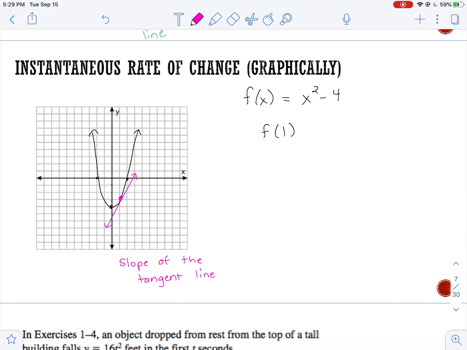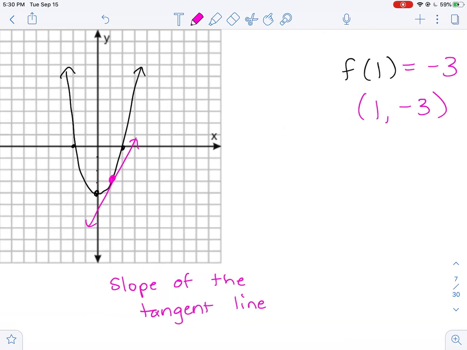So a tangent line only intersects your picture at 1 point. So it lays on the picture. It doesn't really go through it at 2 points. So f at 1, if I plugged 1 into this, I would get negative 3. Well, it's impossible to find slope if you only have 1 point.